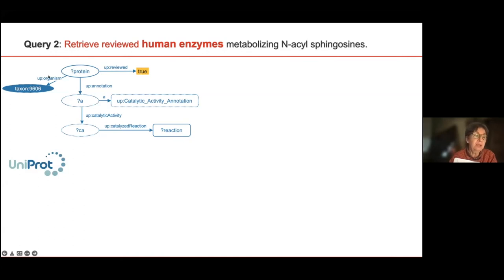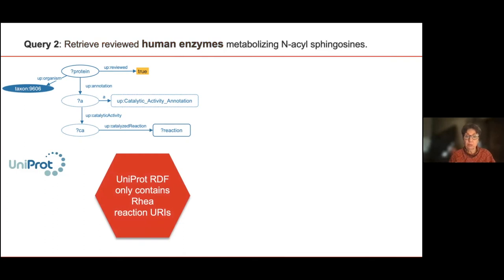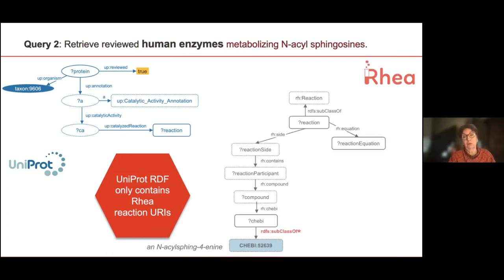I want these proteins to be linked to the taxonomy ID 9606, sorry, which is the taxon ID for Homo sapiens. I would like these proteins to have catalytic activity annotation and be associated to a Rhea reaction. UniProt RDF only contains Rhea reaction URIs, no more information on the reaction. Now we go to the Rhea side.